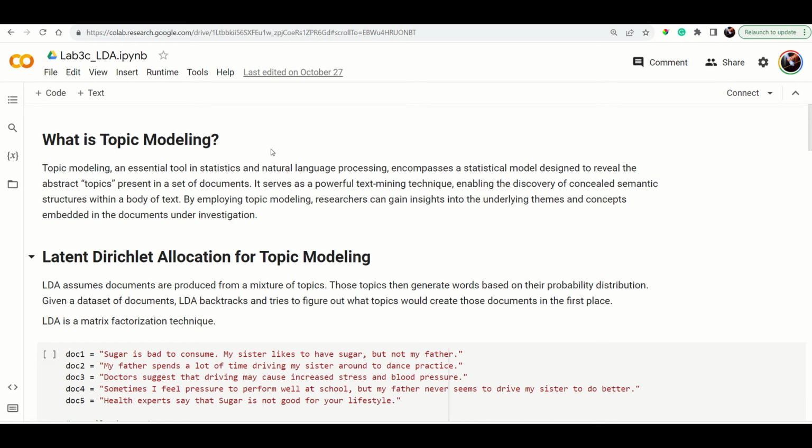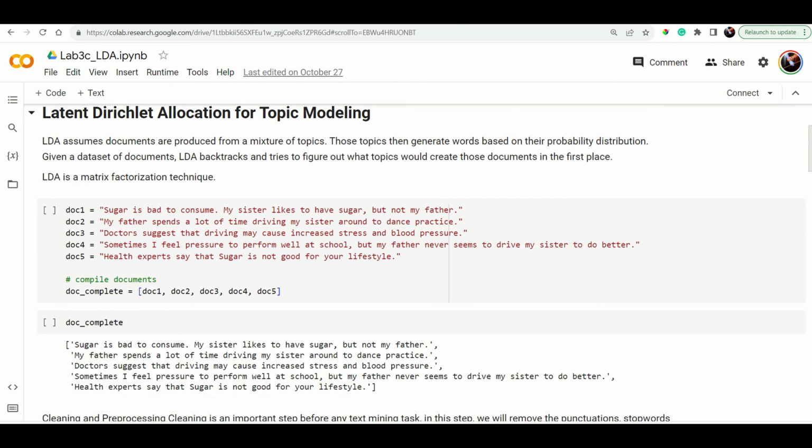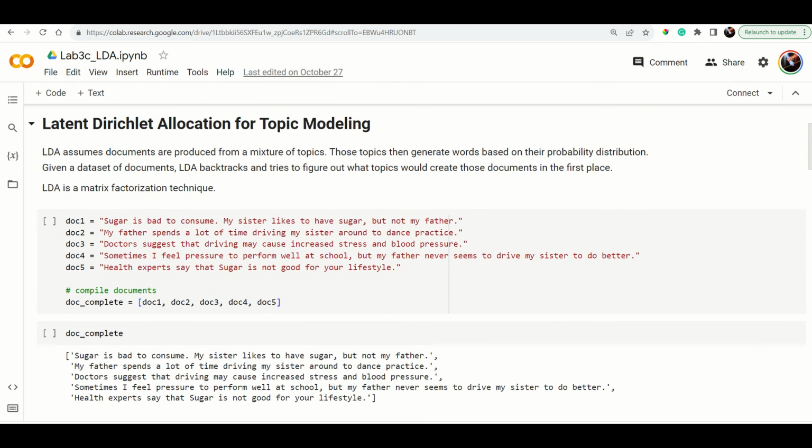Corpus is nothing but a set of documents. So, this helps the analyst to understand and gain much more insights about the underlying themes and the concepts that are embedded in the documents which are used for investigation, right. So, the major technique which is available for topic modeling is Latent Dirichlet Allocation.